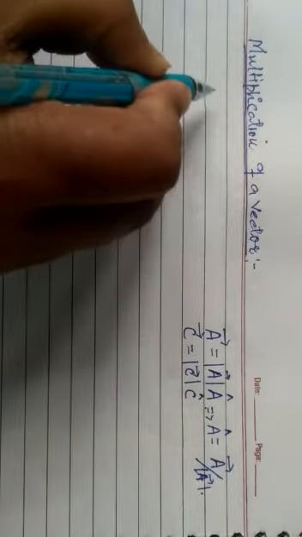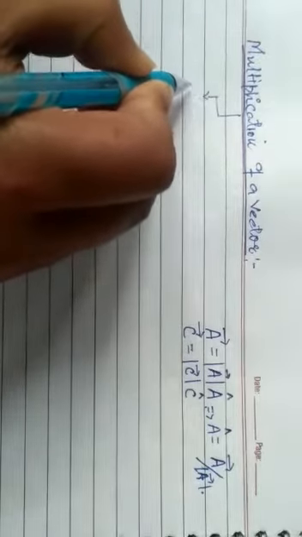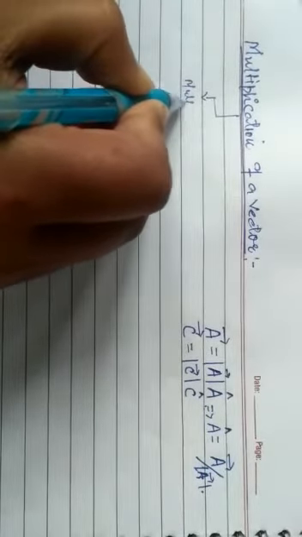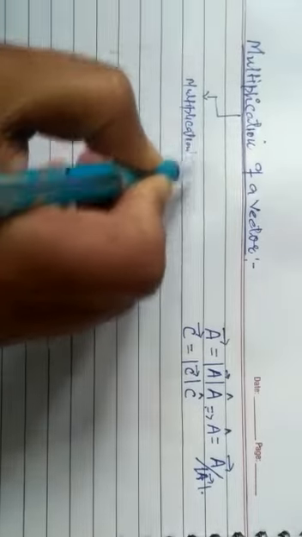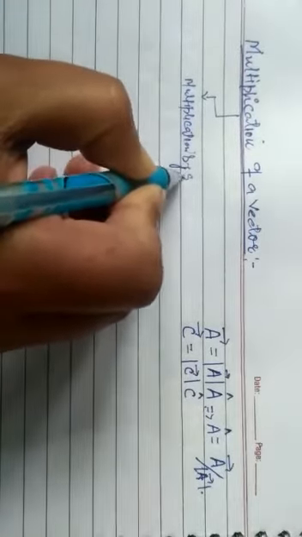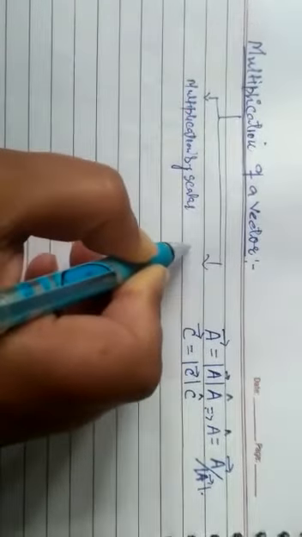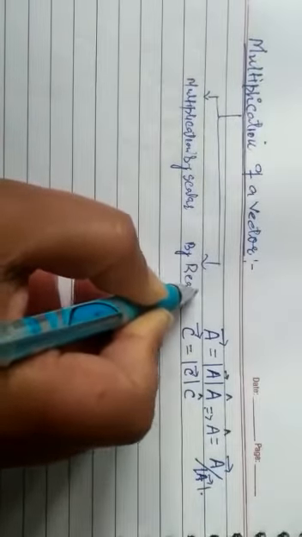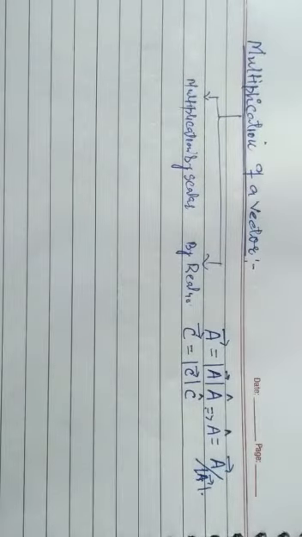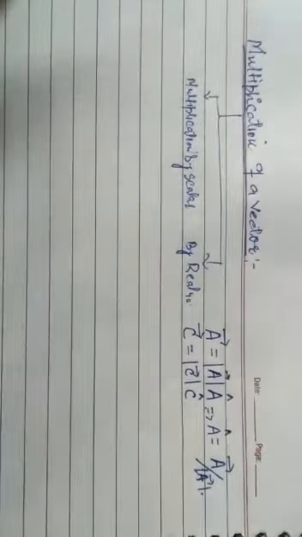Now there are two kinds of multiplication. It is in two ways: multiplication by a scalar, as well as multiplication by a real number. First let's read multiplication by a real number.